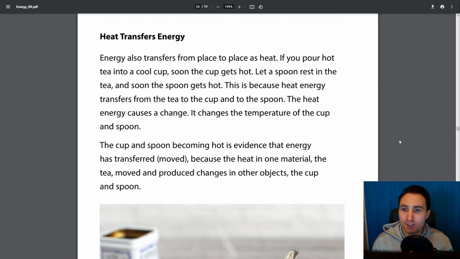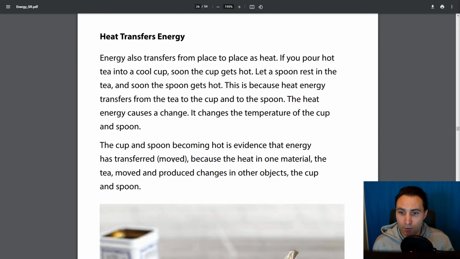So energy also transfers from place to place as heat. If you pour hot tea into a cool cup, soon the cup gets hot. Let a spoon rest in the tea and soon the spoon gets hot. This is because heat energy transfers from the tea to the cup and to the spoon. The heat energy causes a change. It changes the temperature of the cup and the spoon.